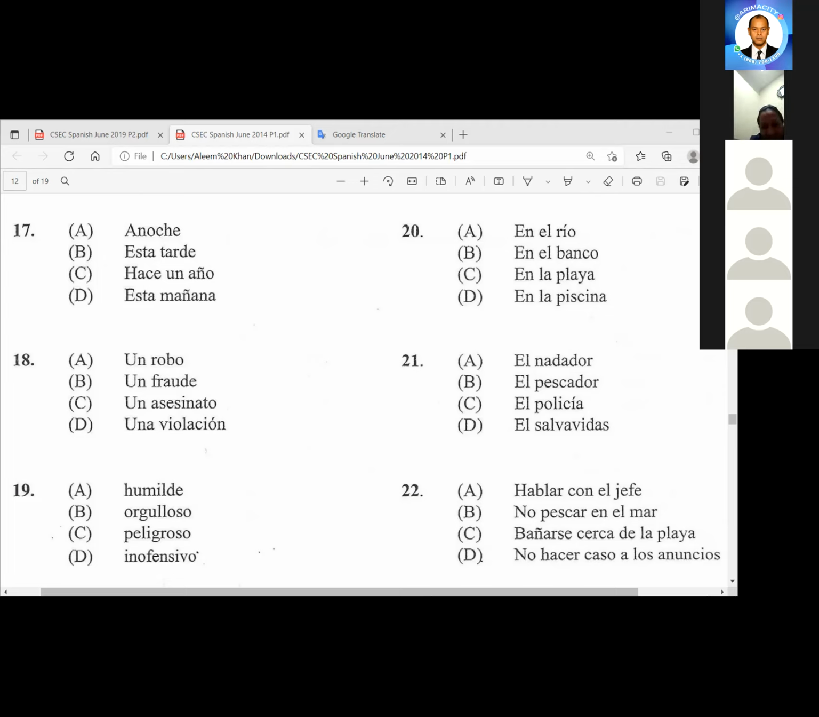Is it cuándo? No, you have to listen, ¿sí? You have to wait for the question. Okay, so the question is, ¿cuándo celebramos con una cerveza? It's a when question, right? So these answers here are times. Anoche is last night. Tarde is this evening. Hace un año is a year ago. And esta mañana is this morning. So, el 10 de enero celebramos después del trabajo con una cerveza. And the question is, ¿cuándo celebramos con una cerveza? So the question basically asks when the celebration was.